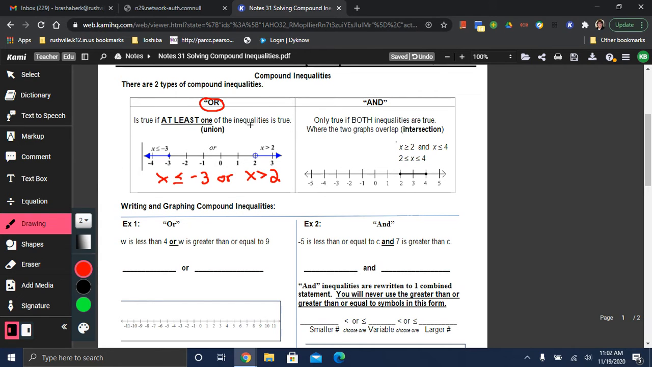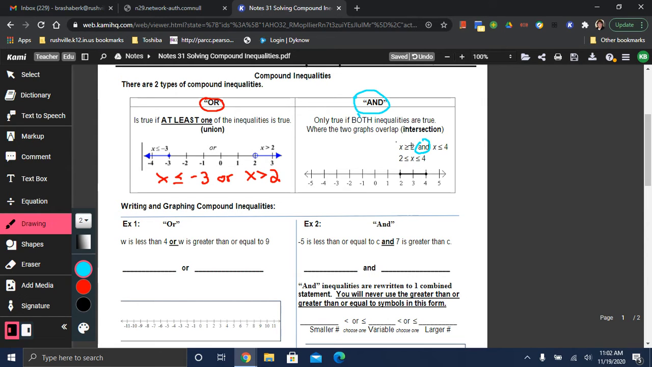Now, I'm going to switch and have us concentrate on and inequalities. So with and inequalities, these are only true if both parts of the inequality are true. So you'll notice here we have x is greater than or equal to 2 and x is less than or equal to 4. So let's just think about what numbers would make that true.